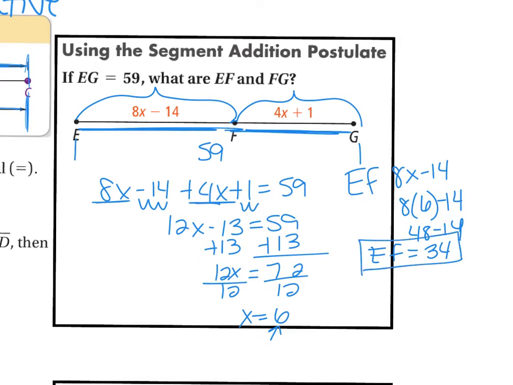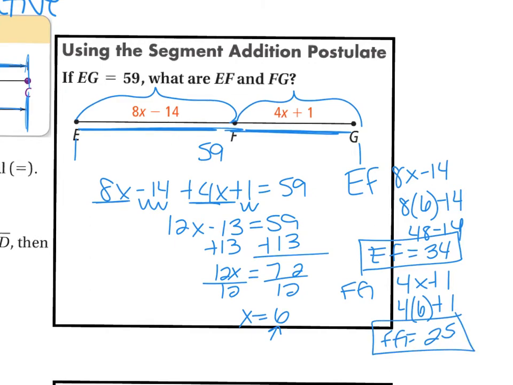Now we have to figure out FG. So FG is going to be 4x plus 1. So plug in my 6. Again, please show this step. This is what I want to see. And this, if you typed it in a calculator or just did it in your head, would give you 25. So FG equals 25. So those are your two answers.